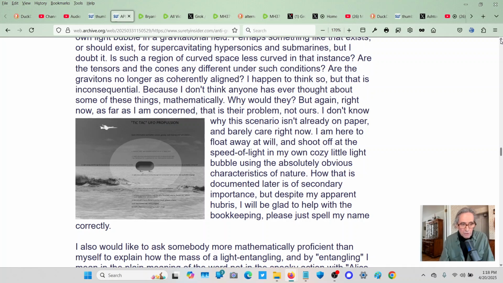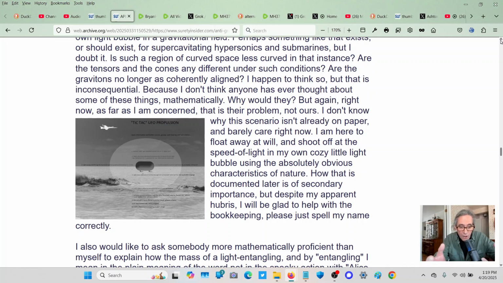Oh, look, there's one in that little image. Is such a region of curved space less curved in that instance? Are the tensors and cones any different under such conditions? Are the gravitons no longer as coherently aligned? I happen to think so. I'm into things more than equations. But that is inconsequential, because I don't think anyone has ever thought about some of these things mathematically. Why would they, huh? But again, right now, as far as I am concerned, that is their problem, not ours. I don't know why this scenario isn't already on paper, and barely care right now.